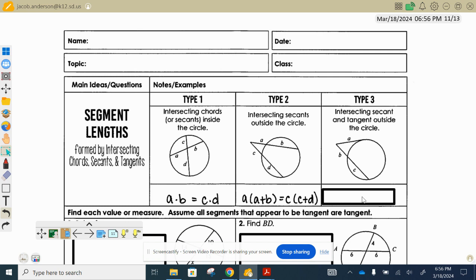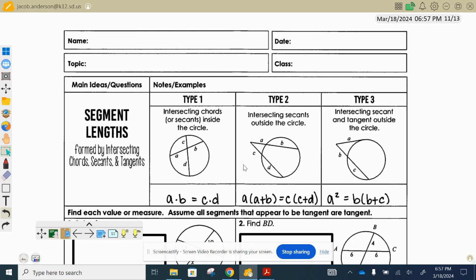Type number 3 is if you have one part of it outside of the circle, it's a tangent. So this would extend past as a tangent. And then B is going towards the circle, but C is going through the circle. Our formula would look like this: A squared equals B times B plus C.